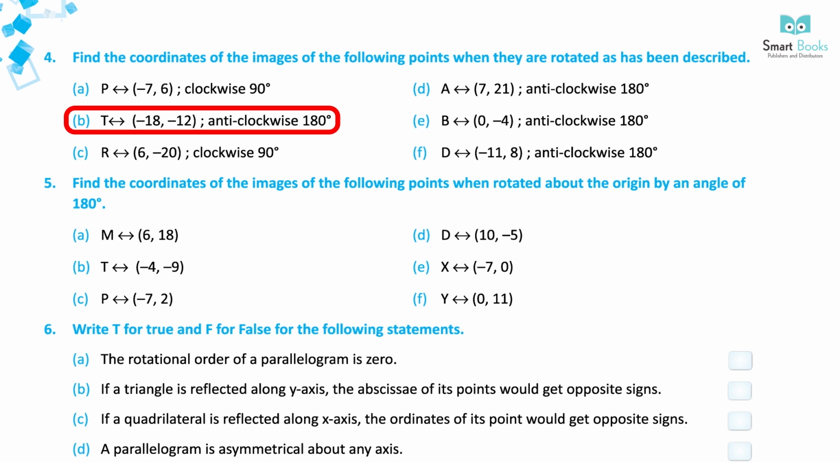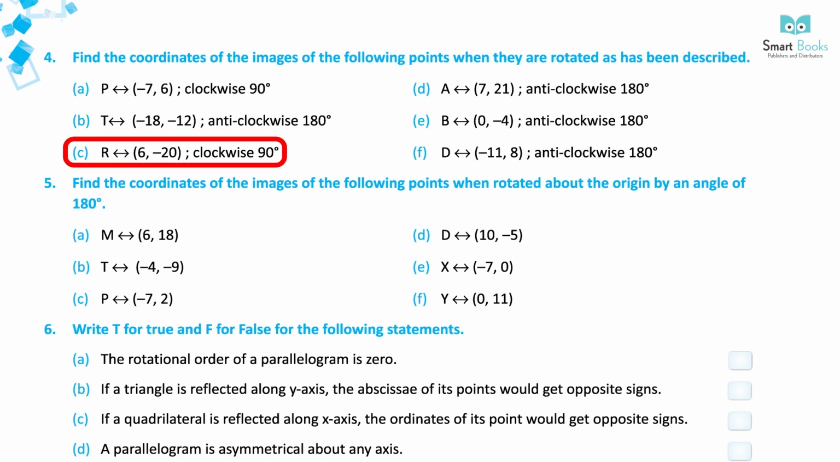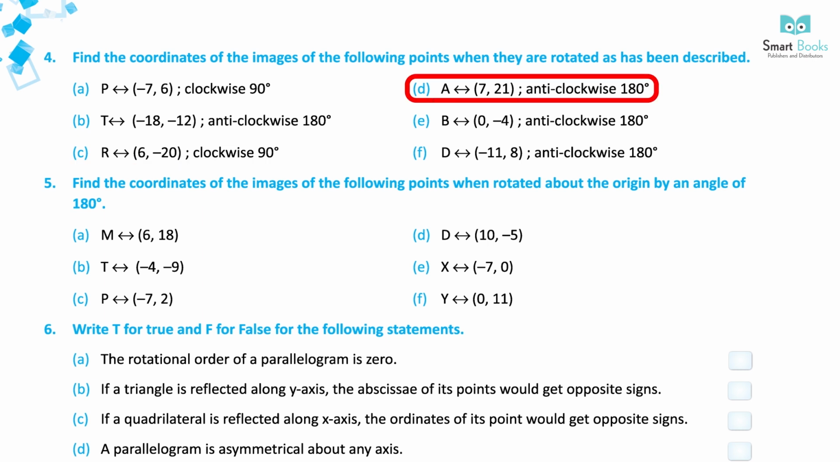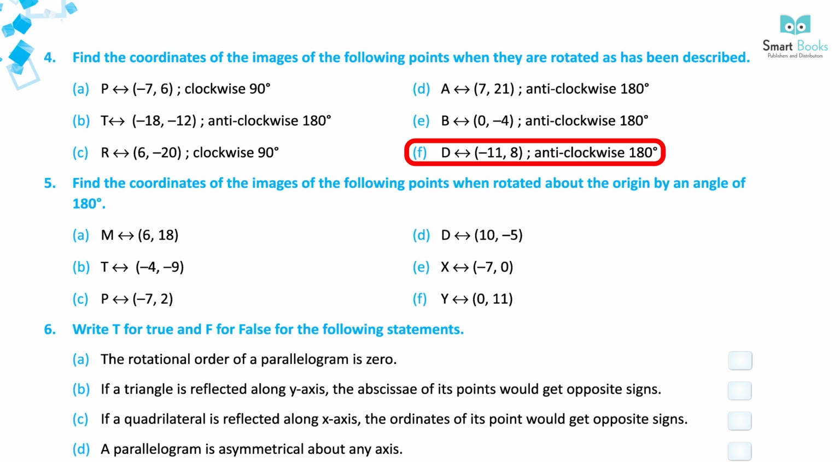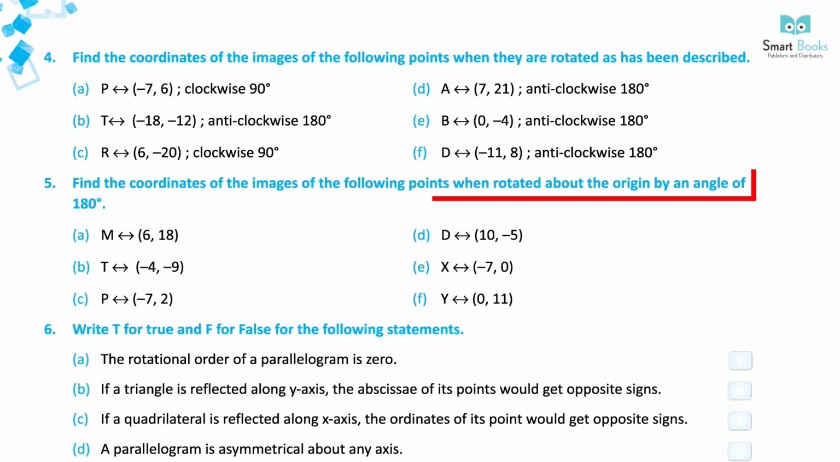Solution: 18, 12. C. R 6 minus 20 clockwise 90 degree. Solution: minus 6 minus 20. D. A 7, 21 anti-clockwise 180 degree. Solution: minus 7 minus 21. E. B 0 minus 4 anti-clockwise 180 degree. Solution: 0, 4. F. D minus 11, 8 anti-clockwise 180 degree. Solution: 11 minus 8.